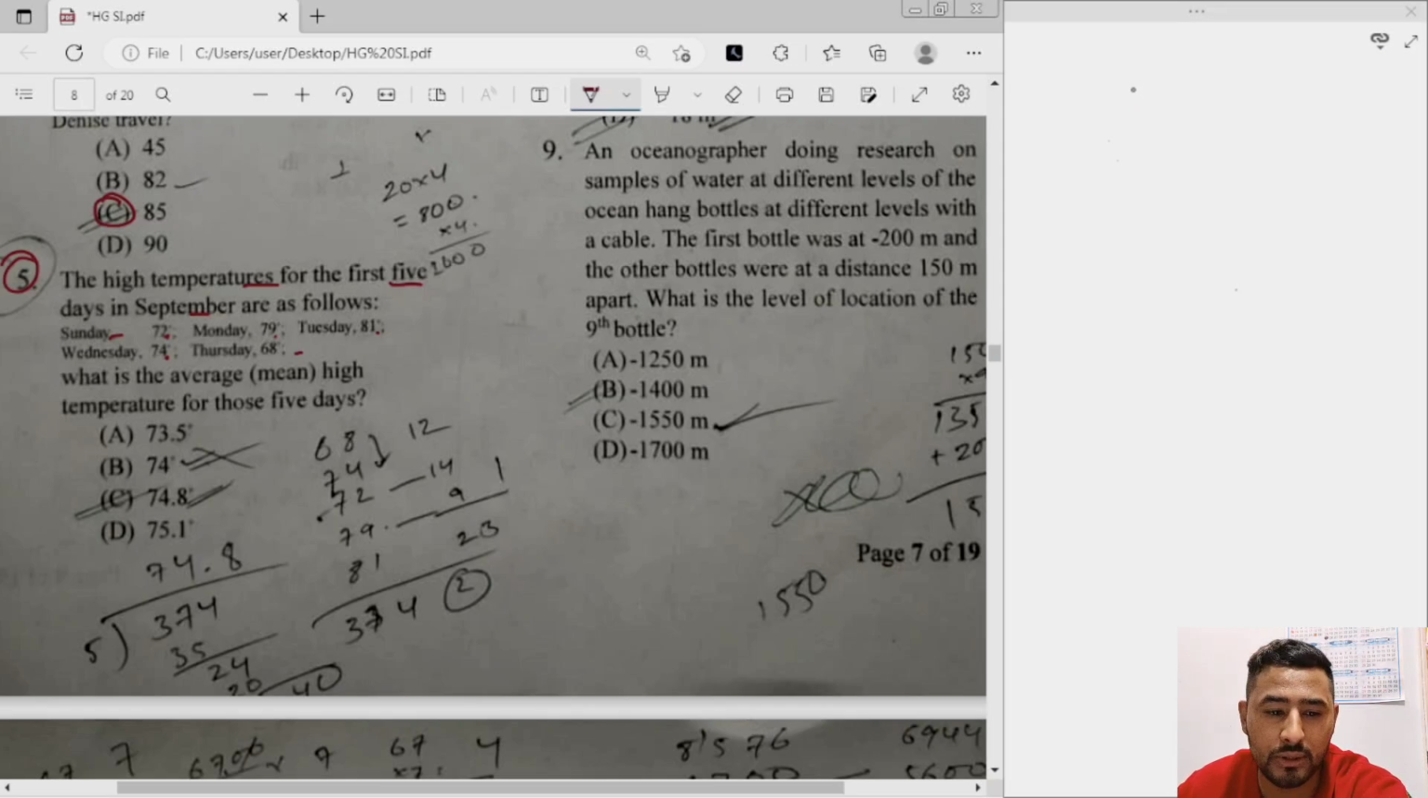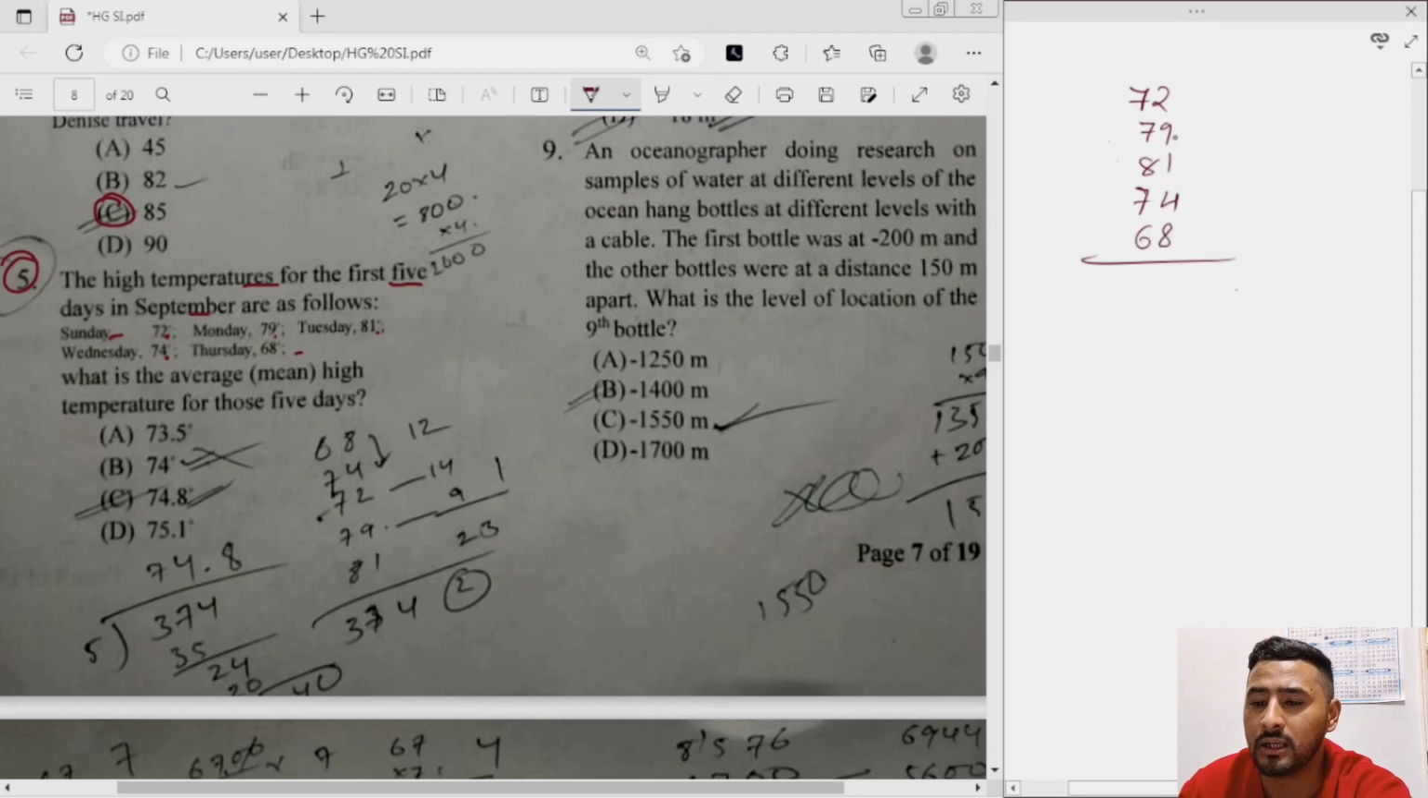So let us do the average. Add all the numbers and divide by the number of values: 72, 79, 81, 74 and 68. Add all of these. The sum is 374. Divided by how many numbers? 1, 2, 3, 4, 5, so 5 numbers. Average is the sum of observations by the total number of observations. So 5 7s are 35, subtract and you get 24, and 5 into 4 is 20. So the average is 74.8.